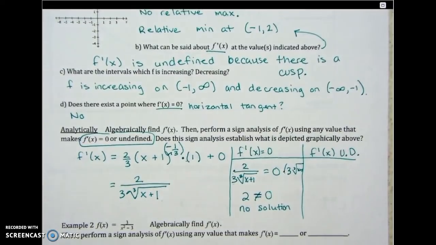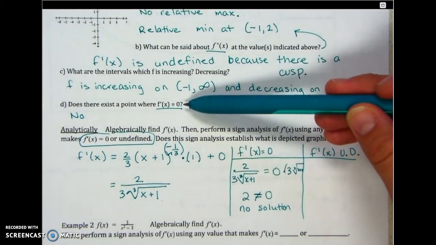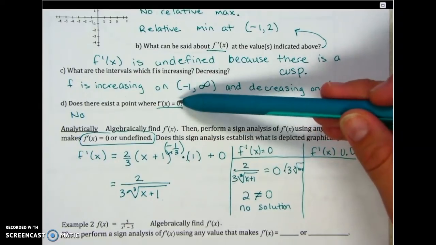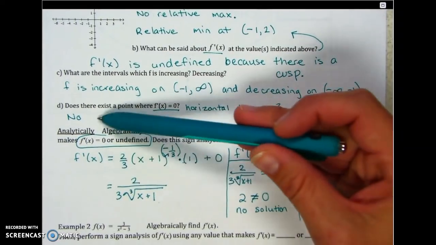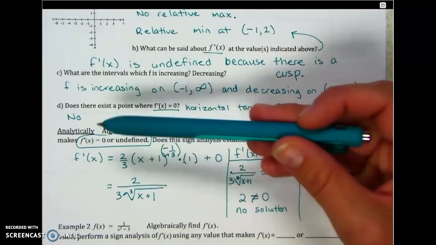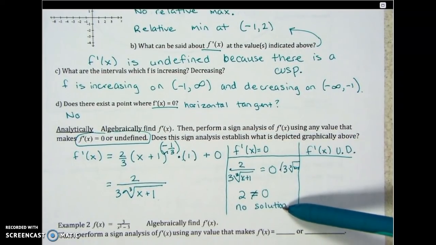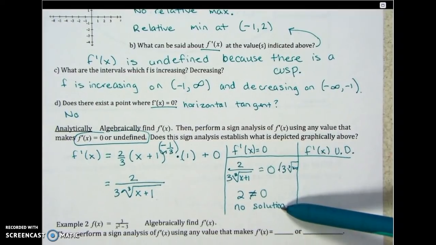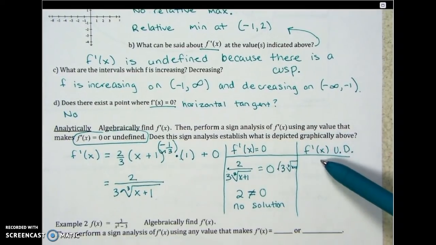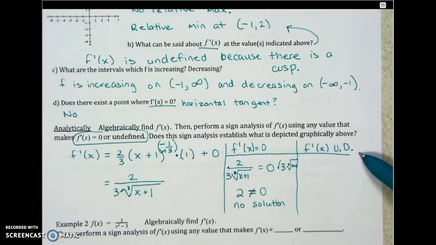What did we say on part D right here? Did we say the derivative ever equals 0? What did we put? We put no, it never equals 0. What did we just find algebraically? Never equals 0. Okay. Where is this derivative undefined?